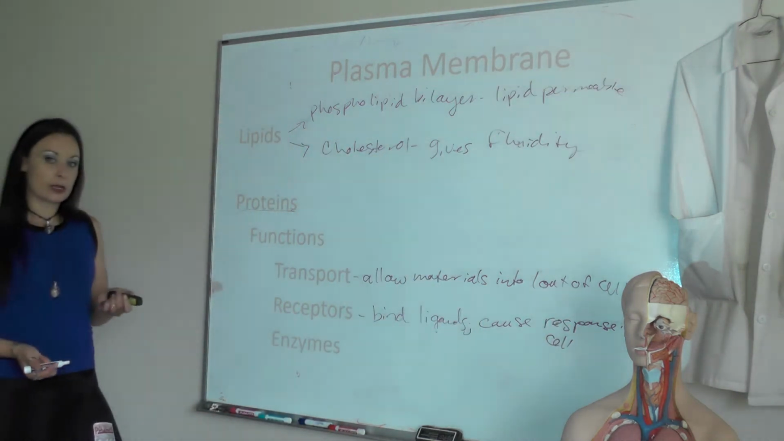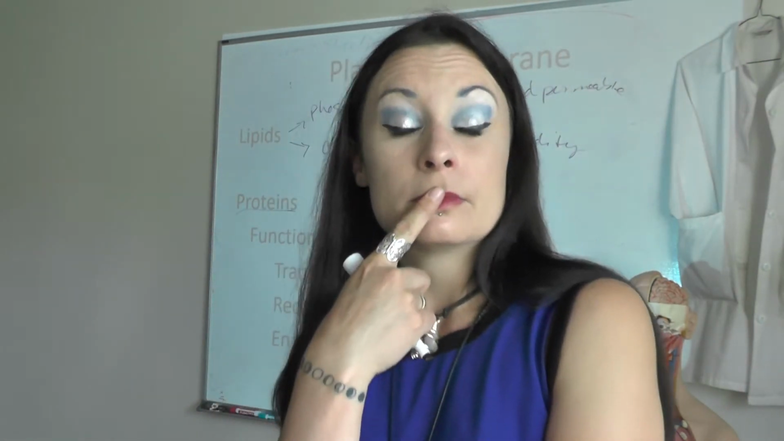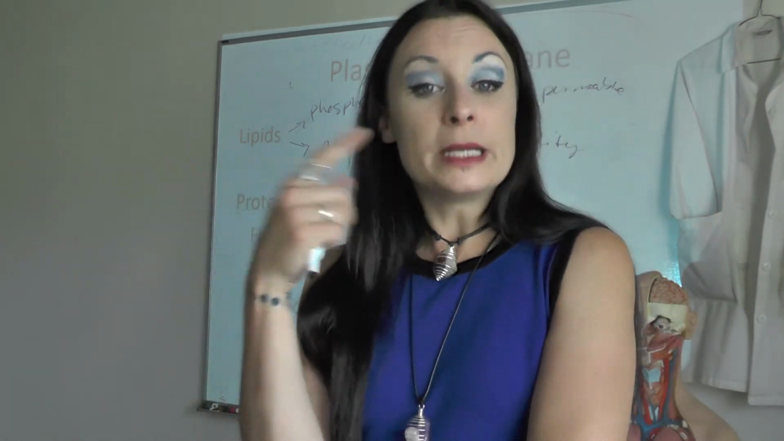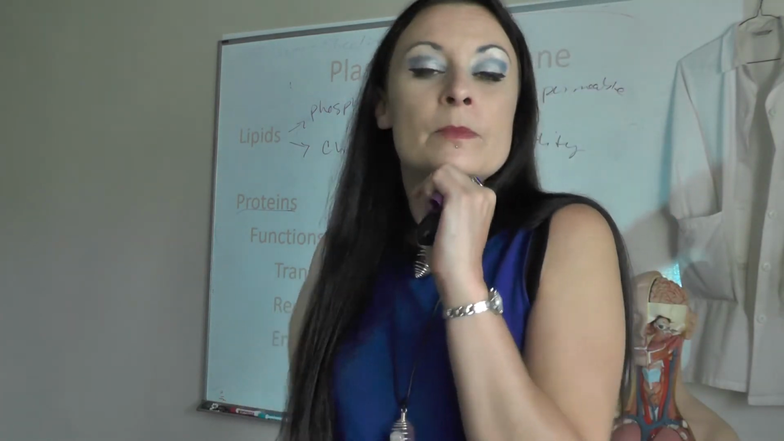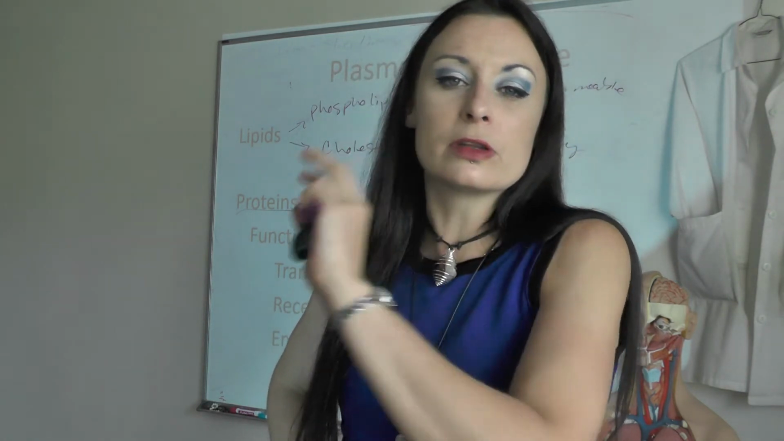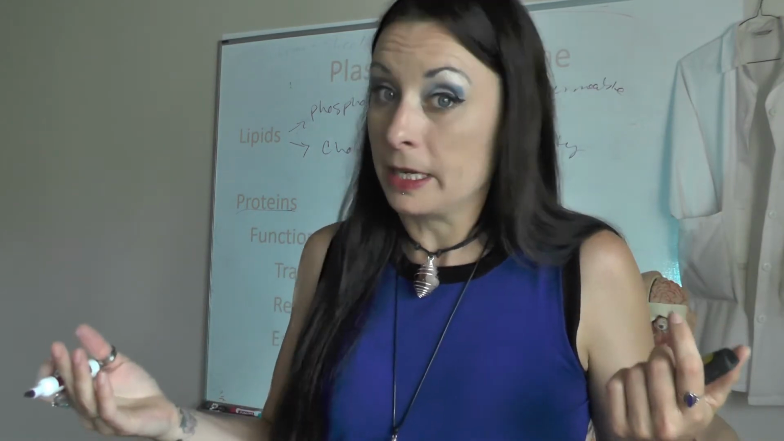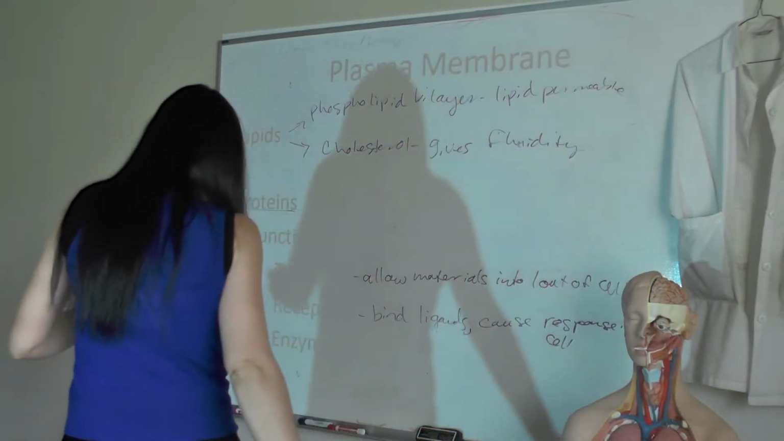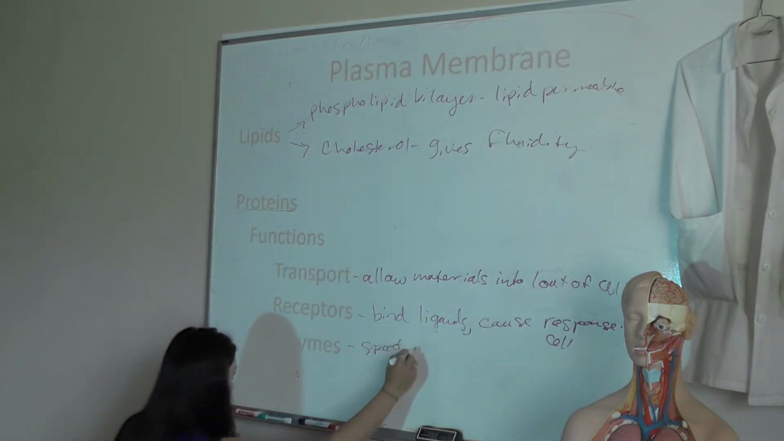Proteins in the plasma membrane can also act as enzymes. What's an enzyme? What does it do? It speeds up chemical reactions, right? You'd say, well, an enzyme's a protein, you just told me that, lady. I know, but what does it do? It speeds up chemical reactions. All of the biological reactions that are necessary to maintain life happen too slowly on their own to maintain life. So we stick in an enzyme, speed up the chemical reaction, and we can maintain this living organism. So proteins acting as enzymes will speed up chemical reactions.